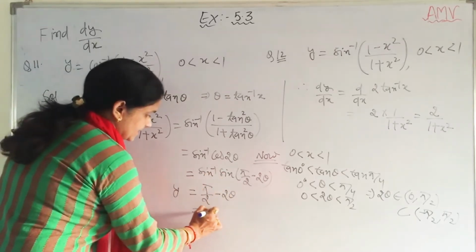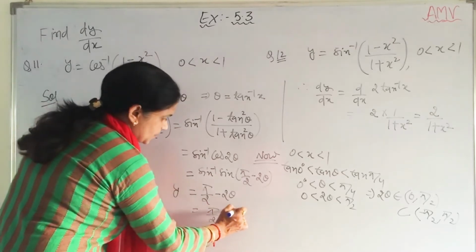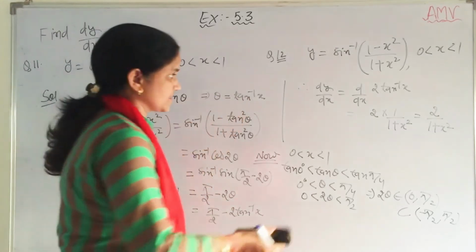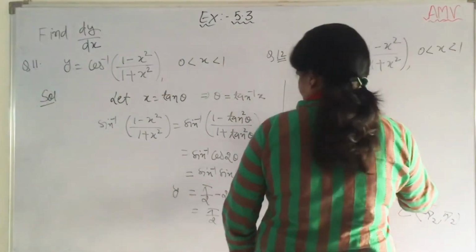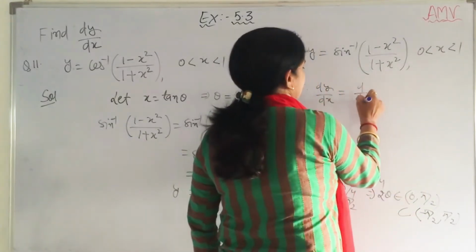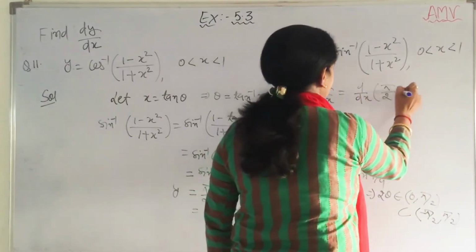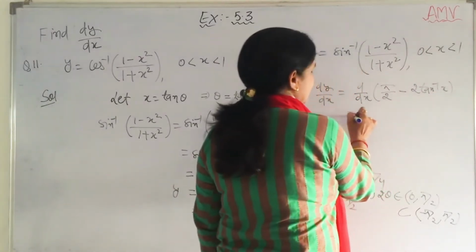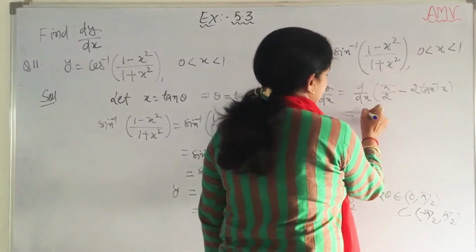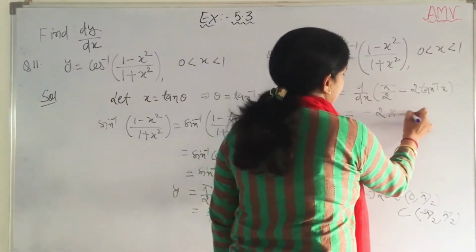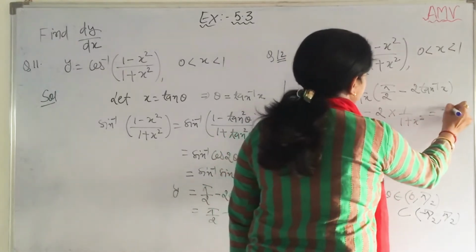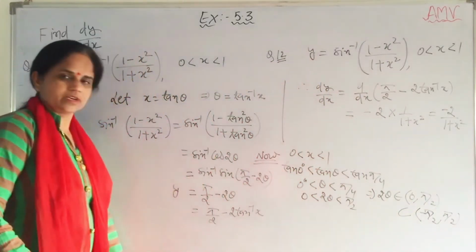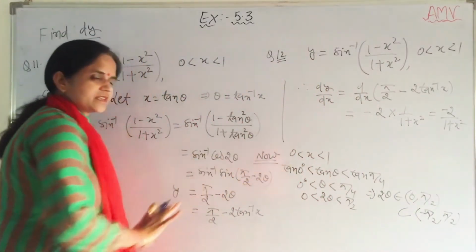And here write the value of theta. It is 2 tan inverse x. Then find dy by dx. So now dy by dx becomes d by dx of (pi by 2 minus 2 tan inverse x). Pi by 2 is constant. So here it is 2 and 1 upon 1 plus x square. So answer is minus 2 upon 1 plus x square. And here write the same thing.